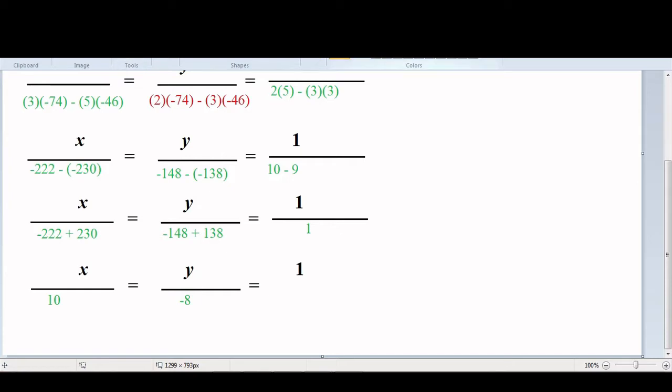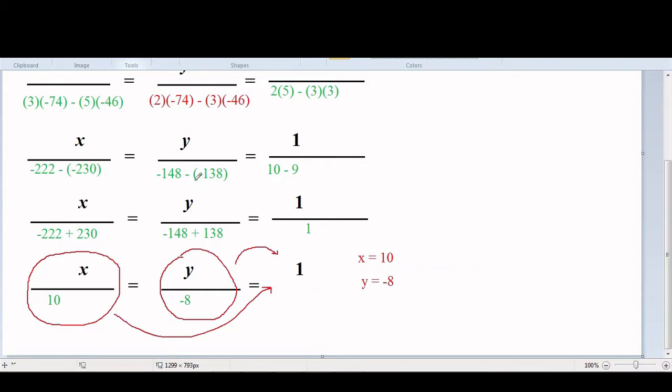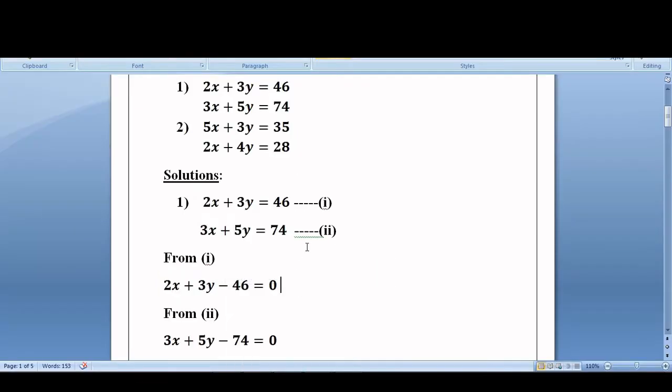Now simply what you have to do? Simply compare this fraction with this one, and you will get x equals to 10. And now simply compare this fraction with again the constant part, so you will get the value of y as minus 8. So you can see over here the value of x and y has been solved by using the method of cross multiplication. Now let's see another problem.